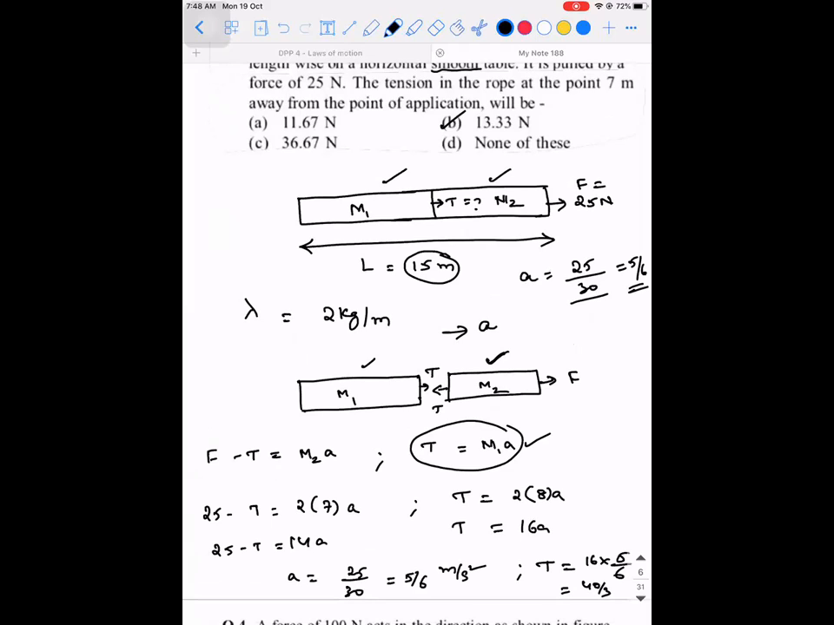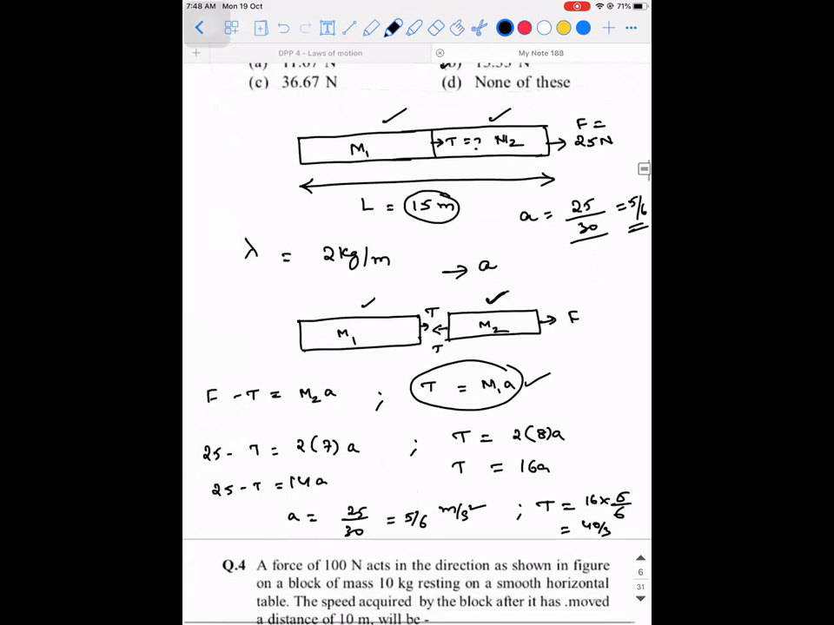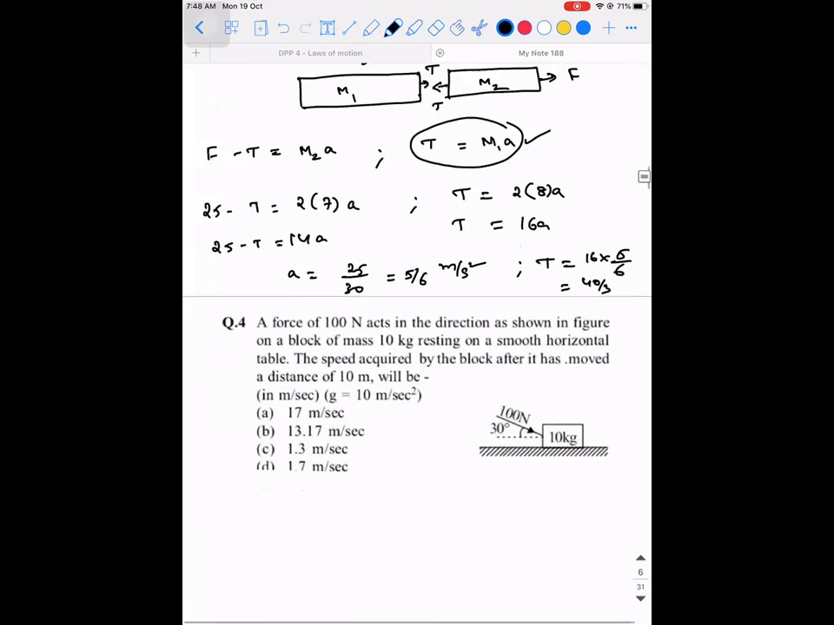Right? So now we are a little bit comfortable with tension and the linear density based problems, because this concept will be used mostly in rotation mechanics also. You need to be very confident about it. Right? So I'm proceeding with the next problem.